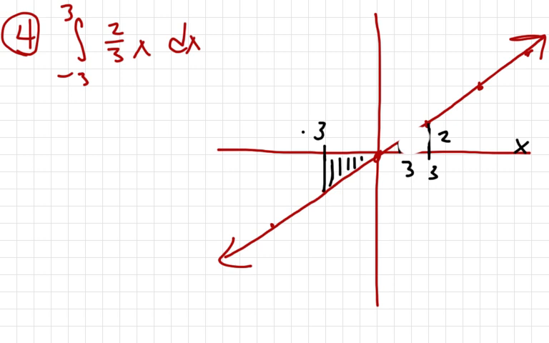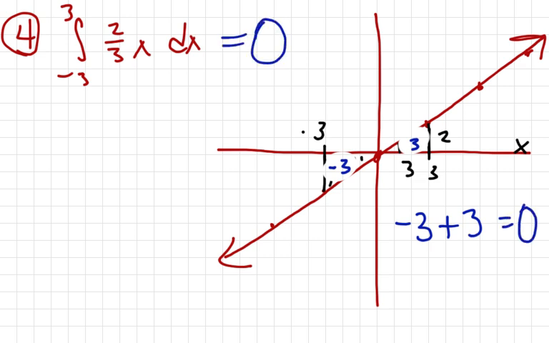So this one's area is 3. However, this one's area down here, even though it also has a base of 3 and a height of 2, is -3, and the reason is it's below the x-axis. So that's what we mean when we say signed area. If I take my -3 and add it to my +3, the net signed area is equal to 0.